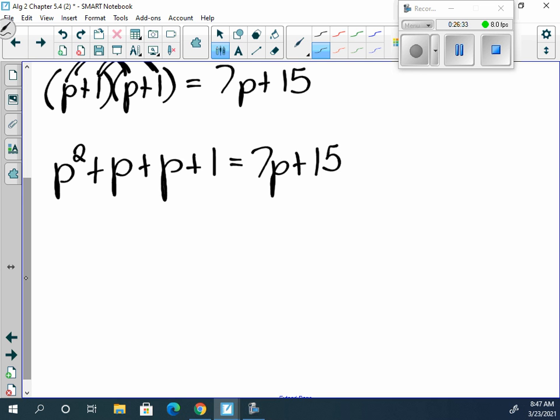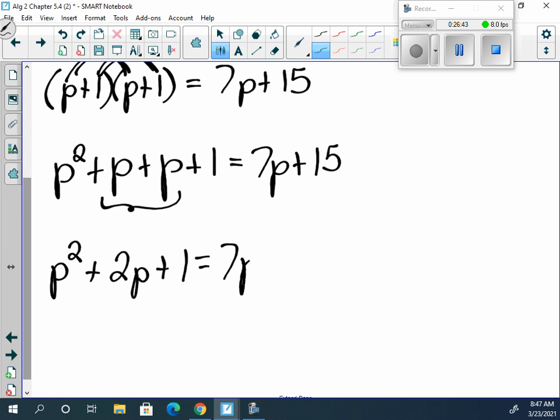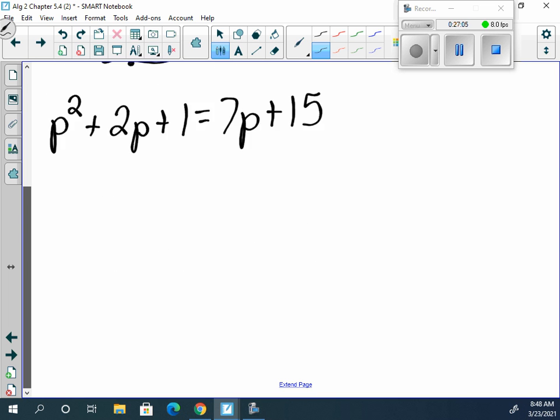All right, let's combine like terms. Well, p plus p is the only like terms we have, would be plus 2p plus 1 is equal to 7p plus 15. Okay, we've simplified everything on both sides. It's as simplified as it gets. And because we have a quadratic, we need everything on the same side. So we need to move everything over. So before we start moving things from right to left, any questions on how we got to this point?